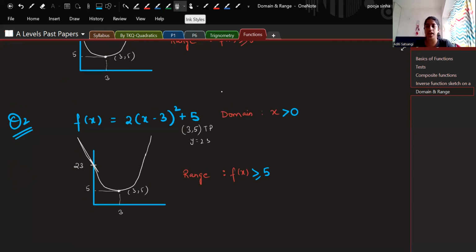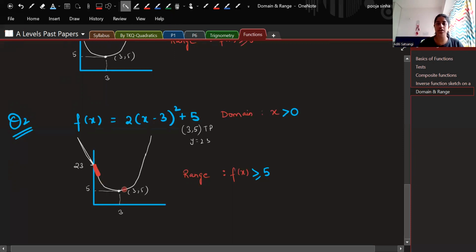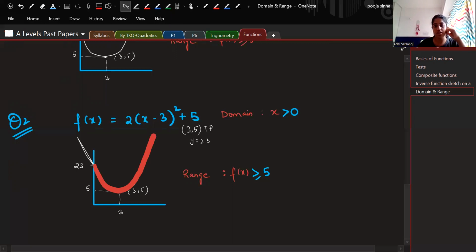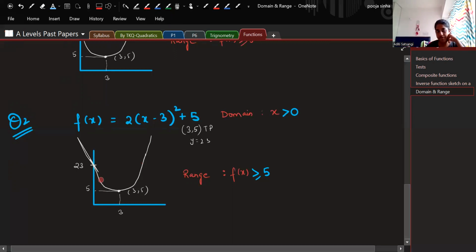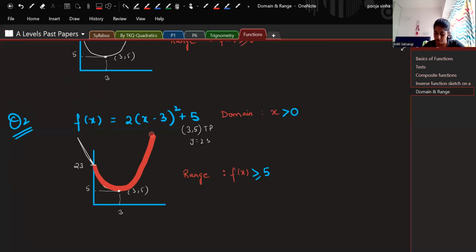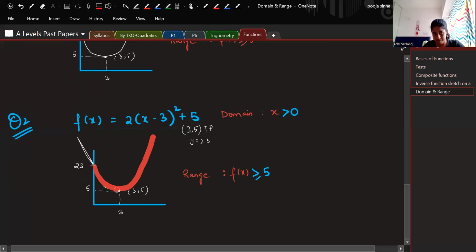So what has happened is that even if the domain is x greater than 0, we can't consider the negative portion because that does not satisfy the condition. So what I'm highlighting is the portion that you have taken at this time. But in this portion also, the minimum value of the range is still 5, and the rest of the values of y are greater than 5. Clear?